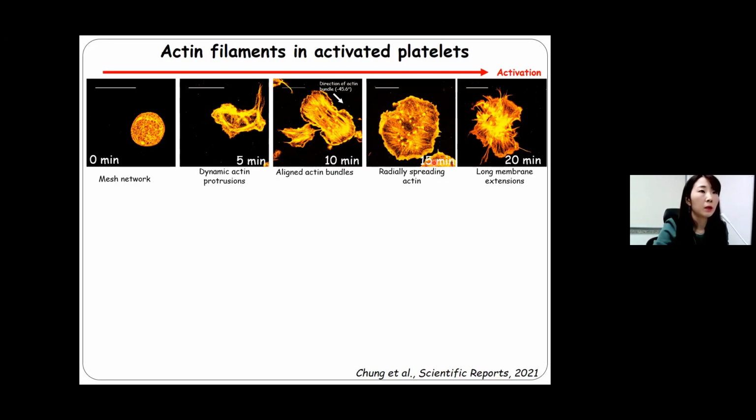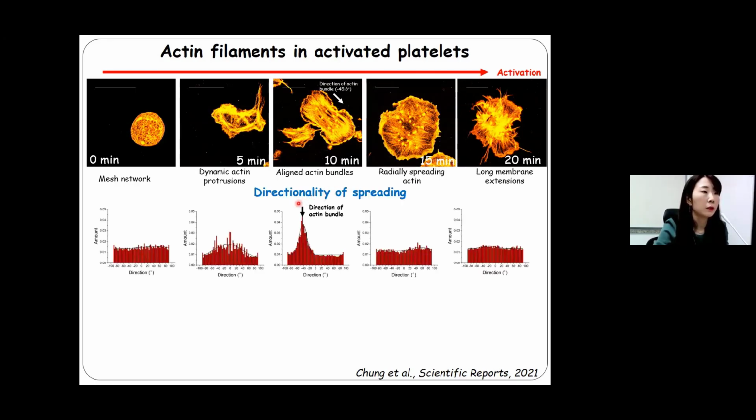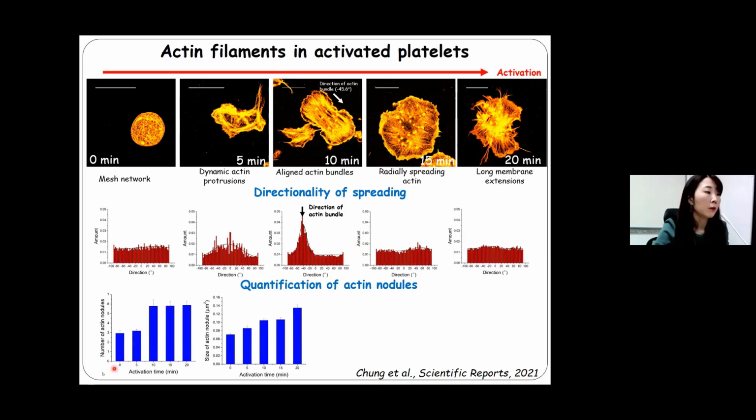And from this STORM imaging, we could also quantify the directionality of the spreading, as shown here. We also quantified the actin nodules because we could see a lot of actin nodules as the activation process is going on. We found that the number and the size of the actin nodules increase during this activation process. We also found that when we measure the centroid of these actin nodules, it is consistent with the center of mass of the spread platelet in the activation process.